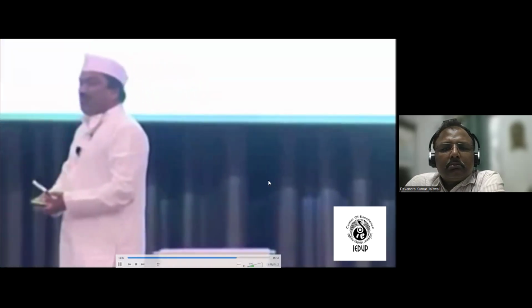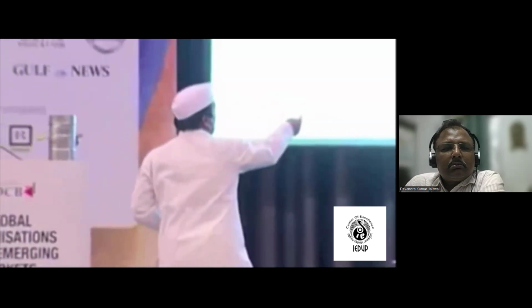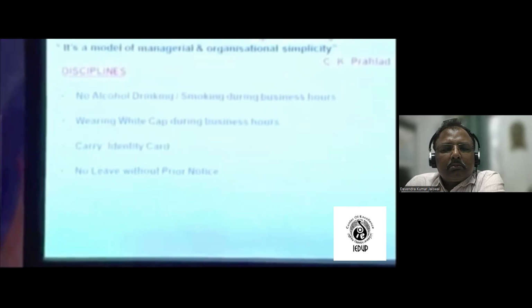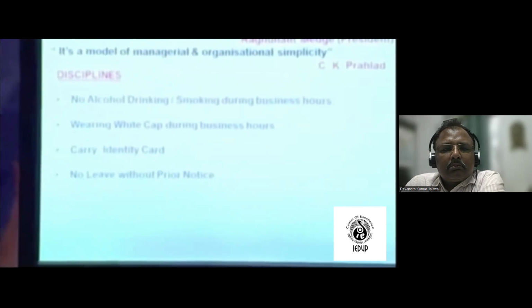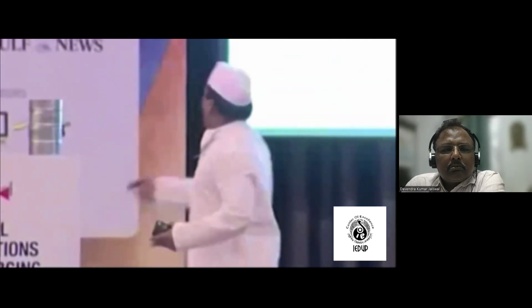Why did it happen? Because of their attitude and approach. And the important thing is what? Discipline. Friends, no alcohol drinking or smoking during business hours. The rule: if anybody is found, 500 rupees fine. Imagine, friends. Cap is compulsory, because of identity. Because of the cap, they can be spotted easily in the crowd. So cap is compulsory. I-card is compulsory. No leave without prior notice. Sir, if anybody remains absent without information, 1,000 rupees fine for the Dabbawala.